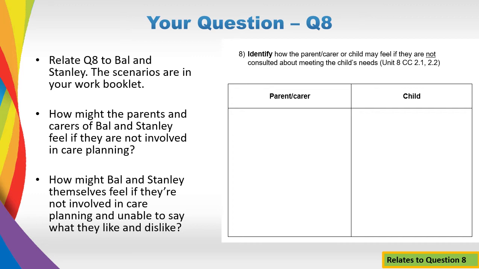How might the parents and carers of Bal and Stanley feel if they're not involved in the care planning? And also, how might Bal and Stanley themselves feel if they're not involved in the care planning and unable to say what they like and dislike? So remember, look at the scenarios, think of the questions, and use your scenario when you're answering.